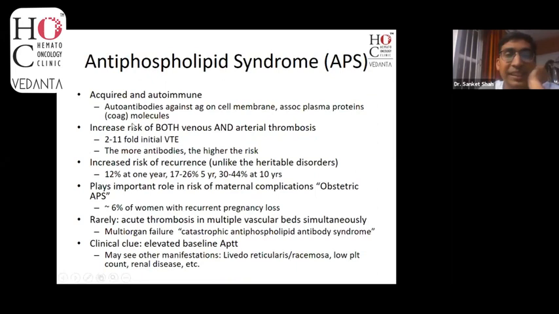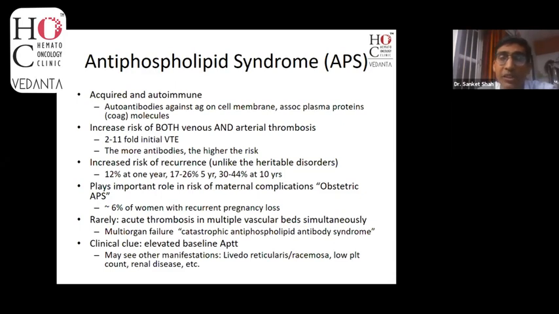It's associated with an increased risk of both venous and arterial thrombosis, around a 2 to 11-fold increase in the initial VTE. The higher the antibody titer, the higher the risk. There is also an increased risk of recurrence, 12% at 1 year, reaching up to 30 to 45% at 10 years. It plays an important role in the risk of maternal complications. It is termed obstetric APS, which is seen in around 6% of women with recurrent pregnancy losses.